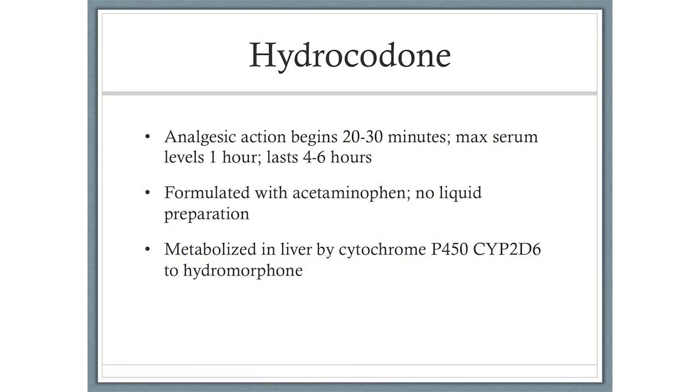Hydrocodone is another short-acting opioid. It's commonly prescribed. This is Vicodin, Lortab. It's formulated with acetaminophen, and that's available in a liquid preparation. Ibuprofen, which is only available in pill form. There's very little PK data, though, in children using oxycodone. And it is metabolized in the liver primarily by the CYP2D6 pathway, although that's not the only pathway, but it is metabolized to hydromorphone. So it's a prodrug.